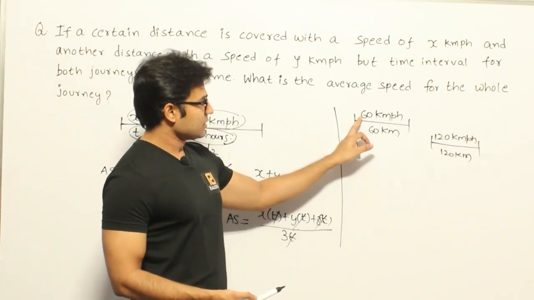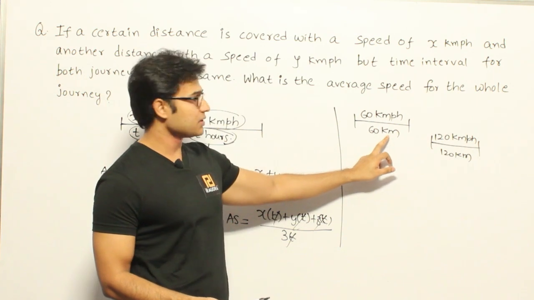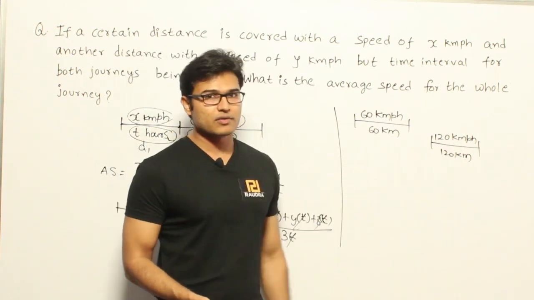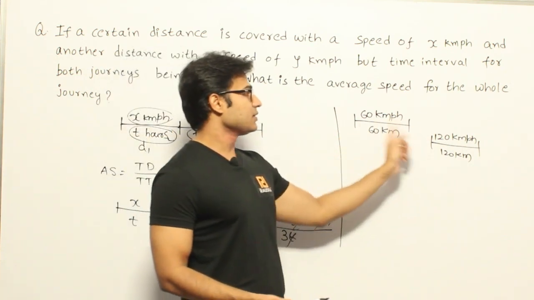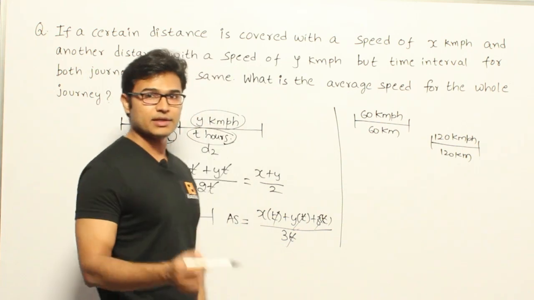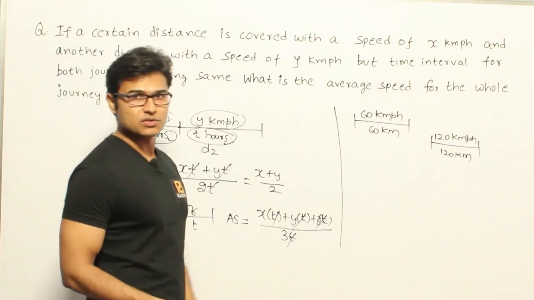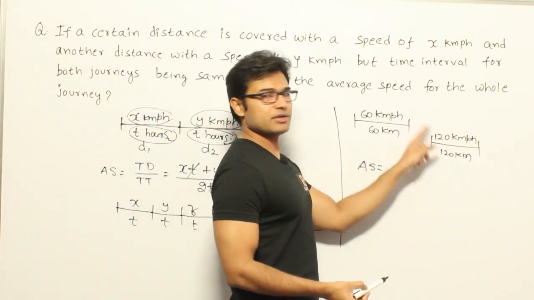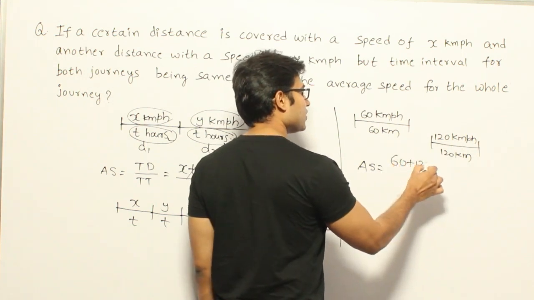Why? At 60 kilometers per hour, we are covering 60 kilometers. So how much time does it take? 1 hour. Here also we have 120 kilometers, and we are covering it at 120 kilometers per hour. So how much time does it take? 1 hour. So in both the cases, the time is constant, and in that case, we can find the average speed as the average of these two speeds. Therefore, the average speed for this entire journey is equal to 60 plus 120 by 2.